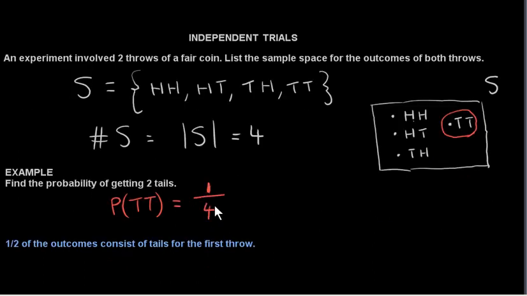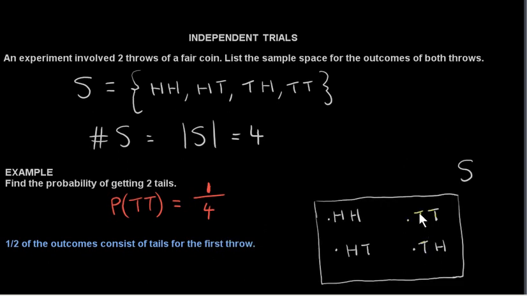Let's look at this answer a bit more closely. We know that half of the outcomes of throwing two fair coins consist of tails for the first throw. Now, I'm going to call the event of getting tails for the first throw T1, and I'm going to circle that event. I'm going to call this T1 for obvious reasons. The 1 means we're getting a tails for the first throw of the two throws. So this event consists of two outcomes, tails tails or tails heads.